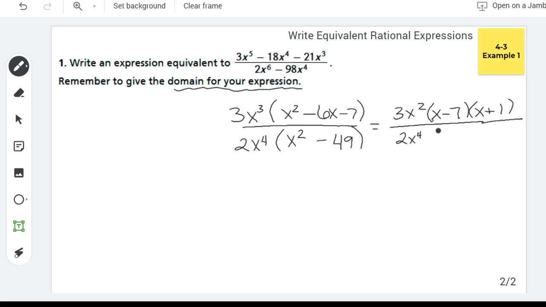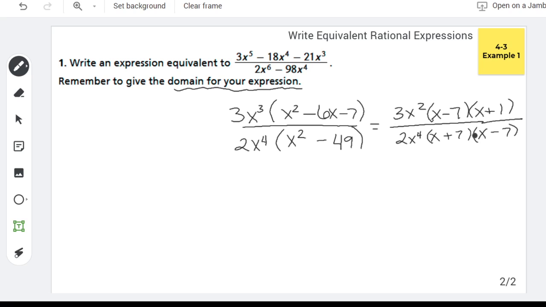Down here, this is a difference of squares. So my difference of squares formula says that I get a plus and a minus. And then I take the square root of the first term, so the square root of x squared is x. And then I take the square root of our second term, and the square root of 49 is 7, and I just fill those in.